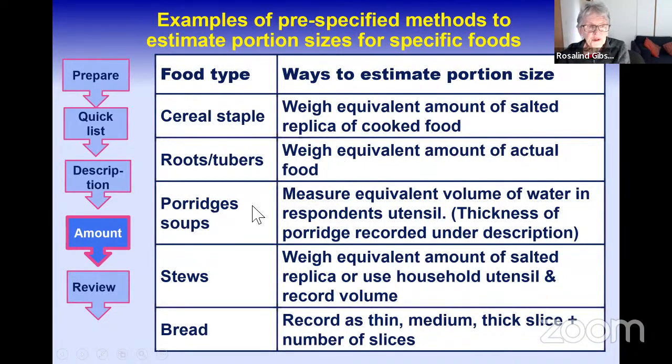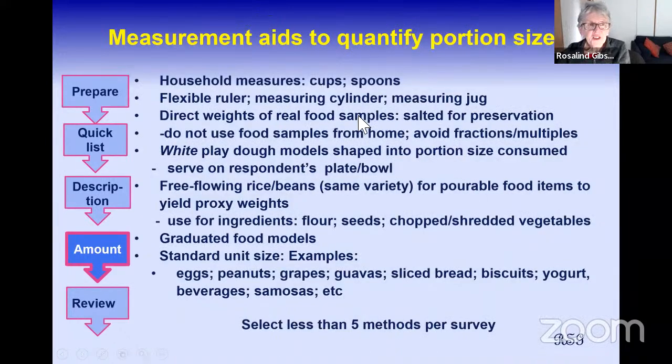And this slide gives you some examples of some pre-specified methods to estimate portion sizes for various types of foods, shown here. And this gives us a bit more details about the type of measurement aids that we can use.